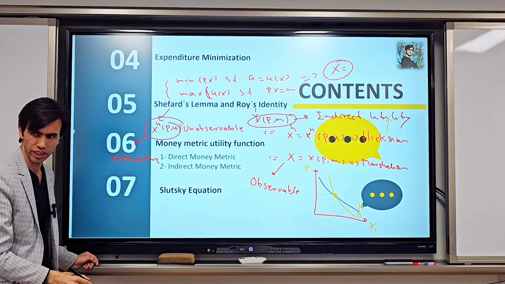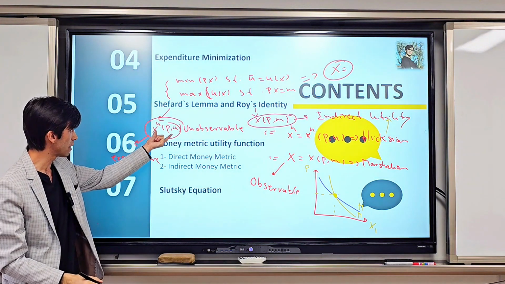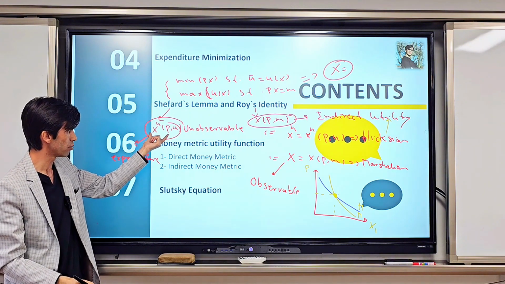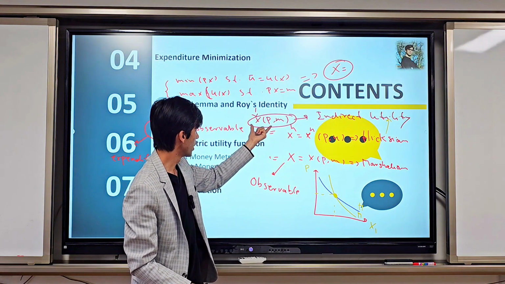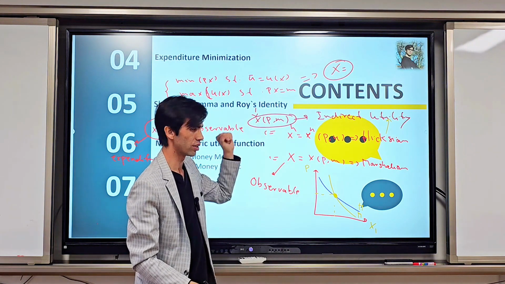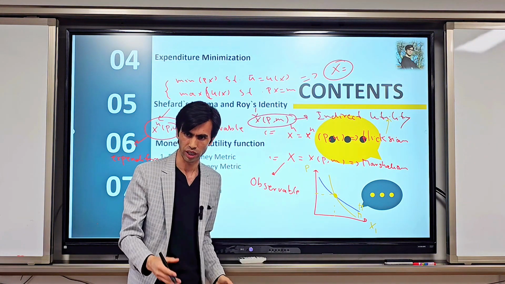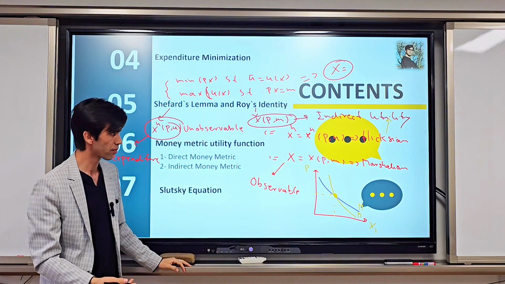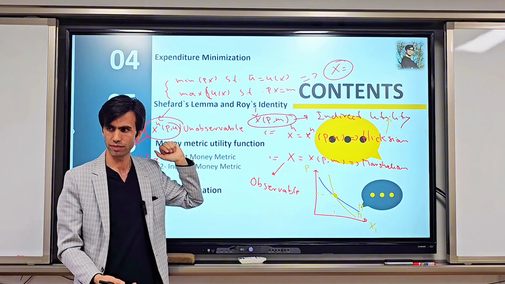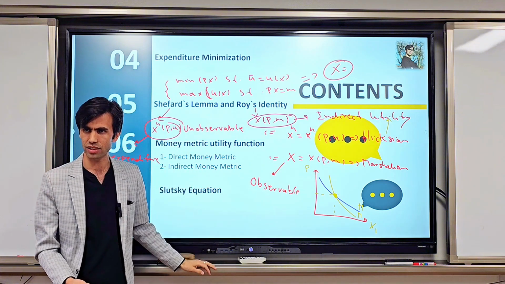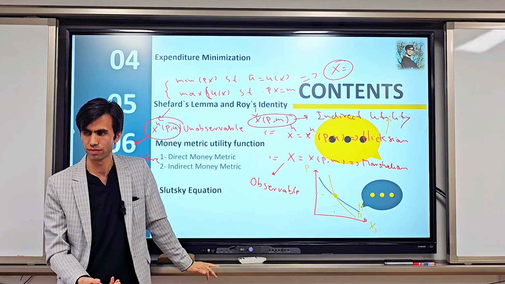When we have an expenditure function, we use Shephard's lemma to find the Hicksian demand function. When we have an indirect utility function, we use Roy's identity to find the Marshallian demand function. These are the two most used techniques, and they are used not only in consumer theory, but also in producer theory.